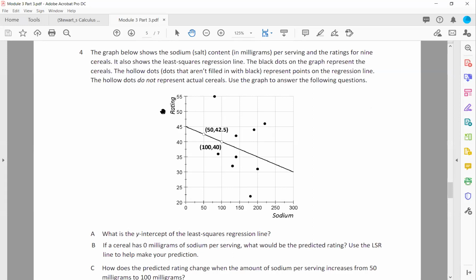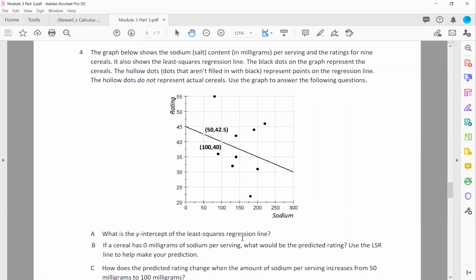We have a regression line here. Do we have any formula for this regression line? We don't have any formula. But suppose this graph is given to you and you want to use the graph, without using a formula for your line, to analyze the information given here. What is the y-intercept of the least square regression line?